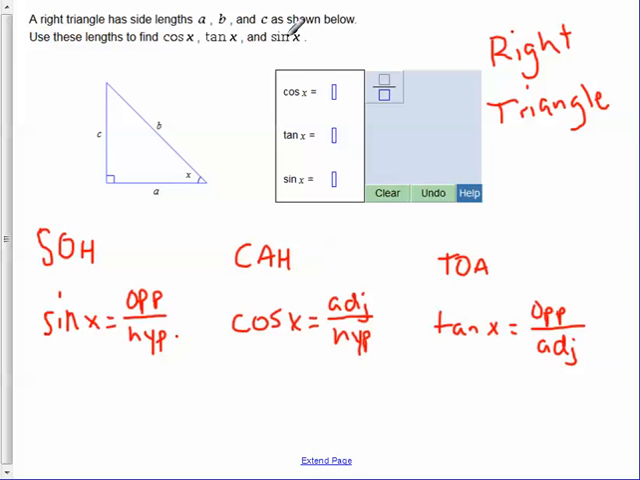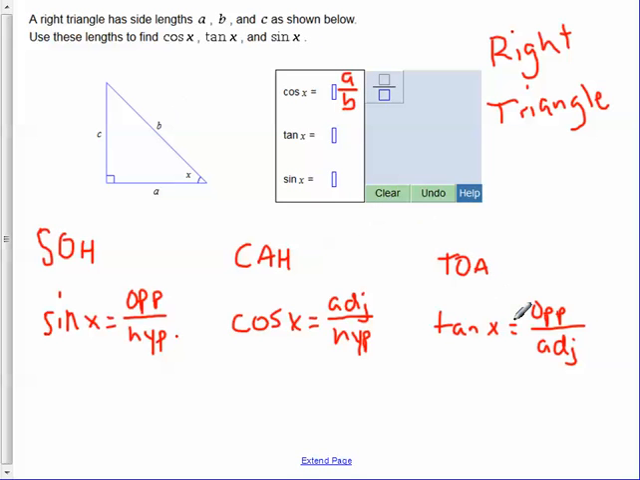So the first one we're going to look at is cosine of x. So our angle is right here. That's the angle that we're looking at. And the cosine can be found by taking the adjacent side. In this case, the adjacent side is A, and the hypotenuse, which is B. So it would be A over B in this case.